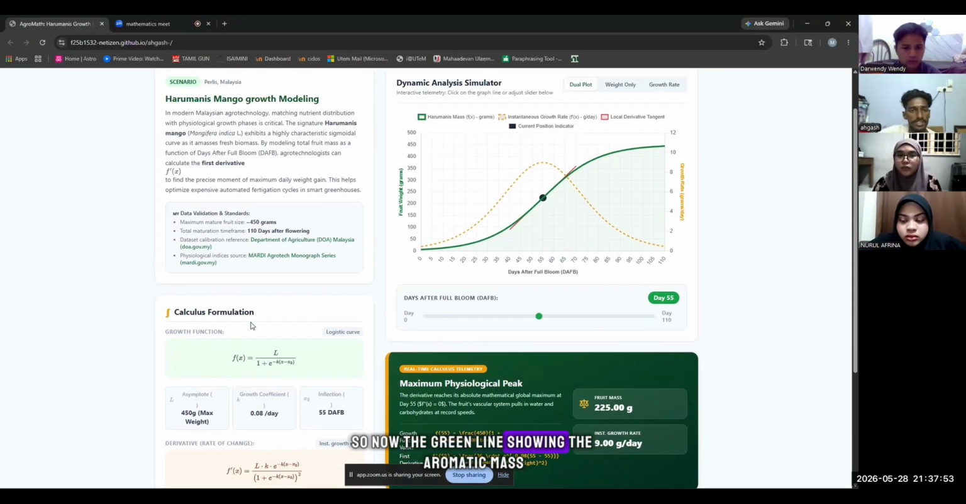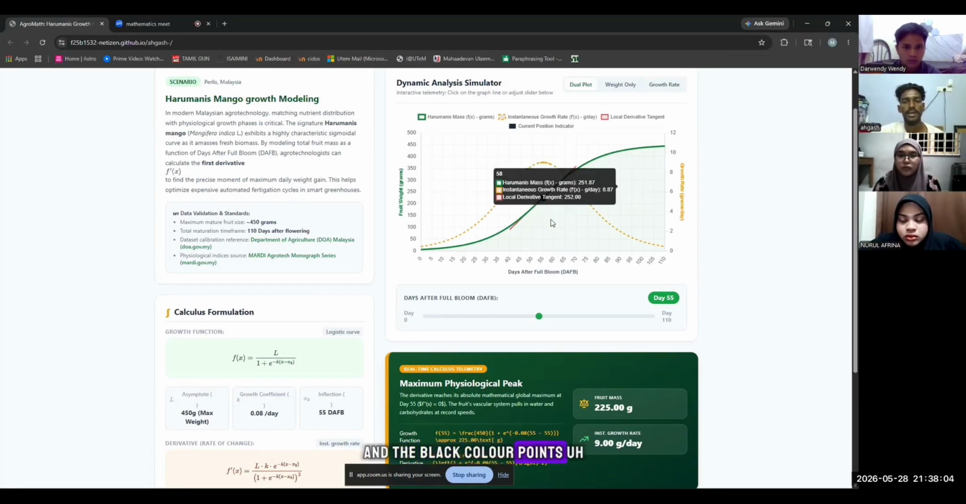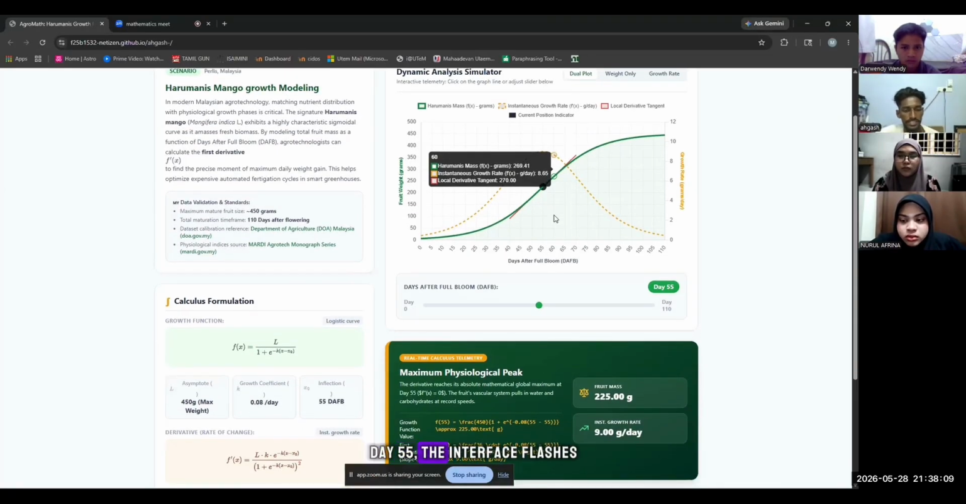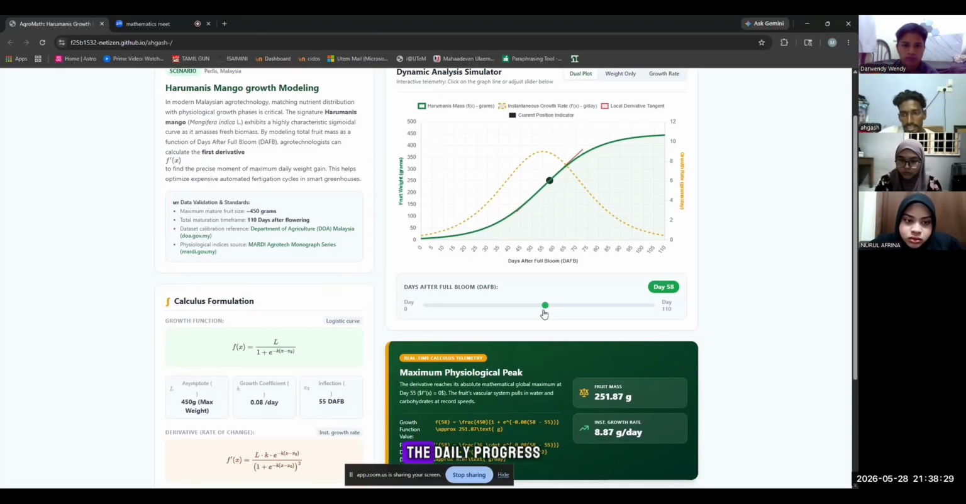So now the green line shows the aromatic mass and the yellow line is the historical growth rate. And the red line is the local derivative, and the black points indicate the current position. So on day 55, the interface flashes a green alert showing we have reached the maximum physiological peak. The derivative reaches its global maximum here, showing the fruit mass is 225 grams and the growth rate is 9 grams per day. So in the graph we can change and see the daily progress.